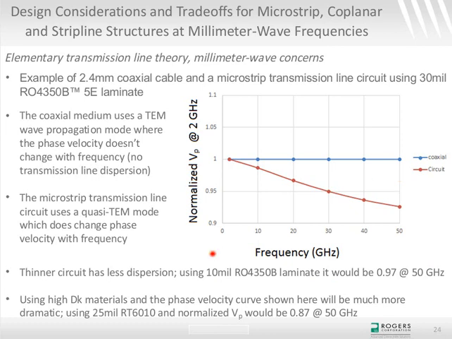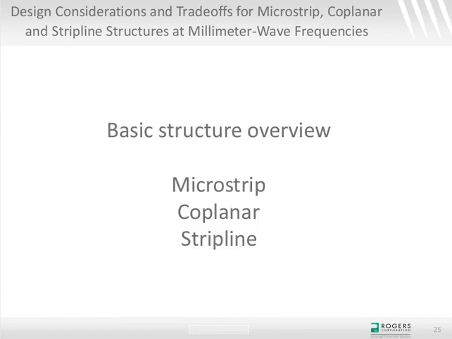Now, if you go the other way, the 25 mil thick RT Duroid 6010.2 LM, that's the correct wording for this material, and I made a typo there. But anyway, that material has a high dielectric constant, about 10.2. And if you look at the normalized phase velocity for that at 50 gigahertz, that's even worse. That's about 0.87 at 50 gigahertz, and that really is more of a problem. So higher dielectric constant is typically more problematic for signal launch, thicker circuits are more problematic for signal launch, and higher frequency is more problematic for signal launch.